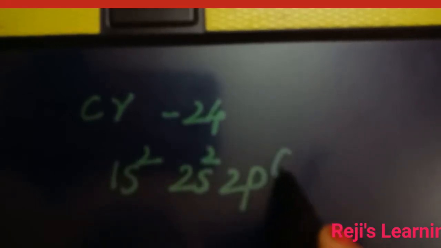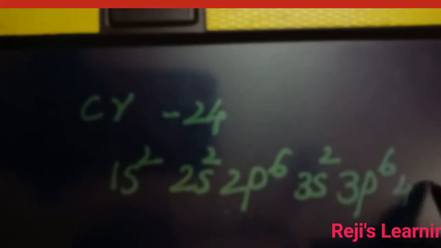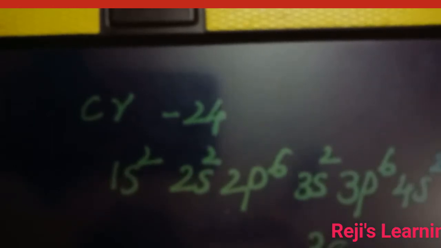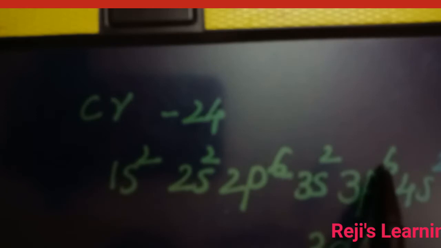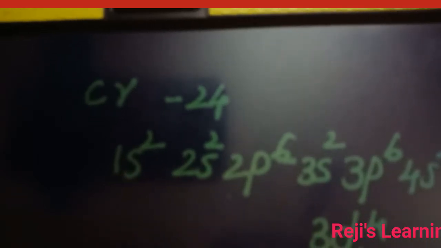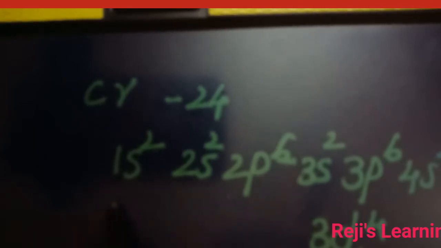In the case of chromium, its atomic number is 24. So the electronic configuration is 1s2, 2s2, 2p6, 3s2, 3p6, 4s2, 3d4. That is 2 plus 2 is 4, 4 plus 6 is 10, 10 plus 8 is 18, plus 2 is 20, plus 4 is 24. Okay, understood.